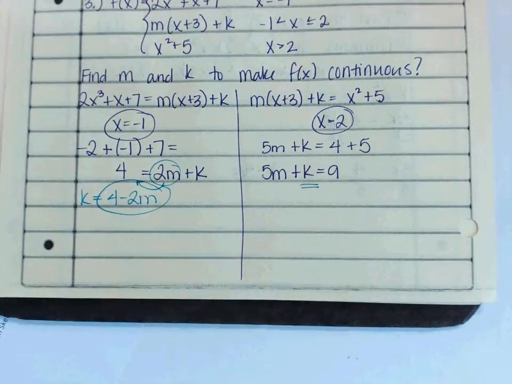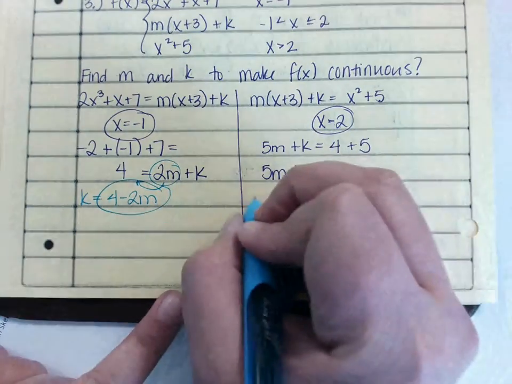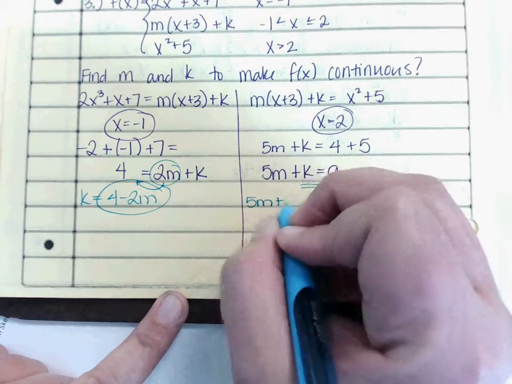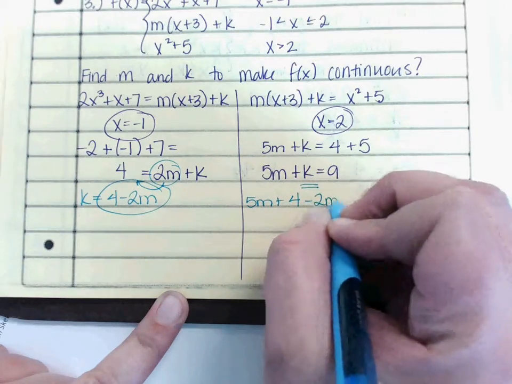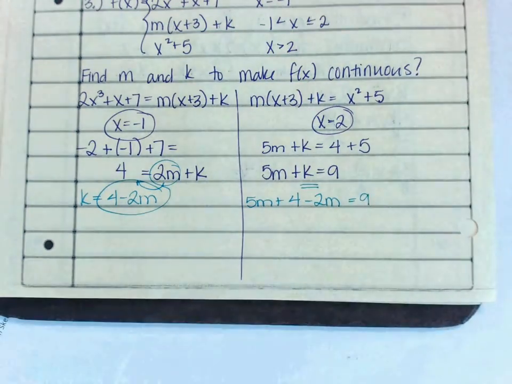Then I'm going to plug that in here. So I'll have 5m plus, and then when I get to my k, I'm putting a 4 minus 2m in that spot. Now, why is this better? Now I have all m's. I can combine like terms and continue to solve, versus with k's and m's, you get kind of stuck. So 5m minus 2m, what do we get there? 3m.